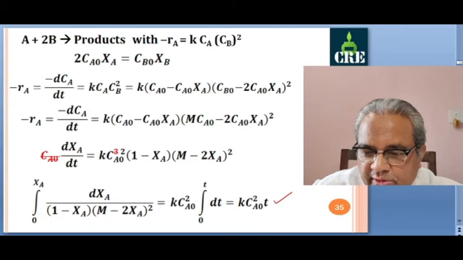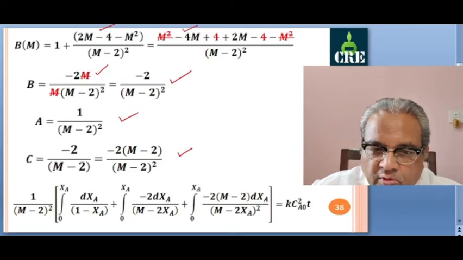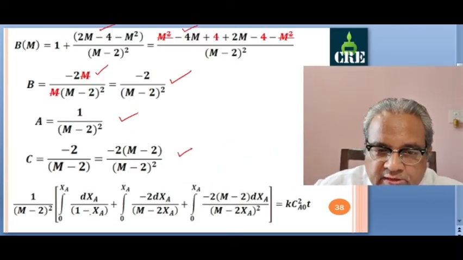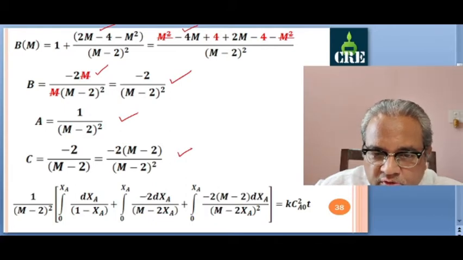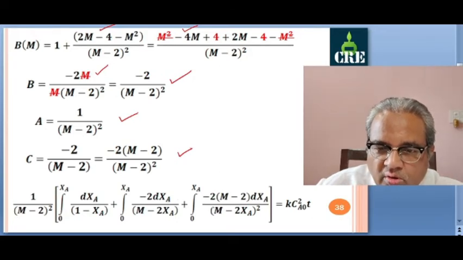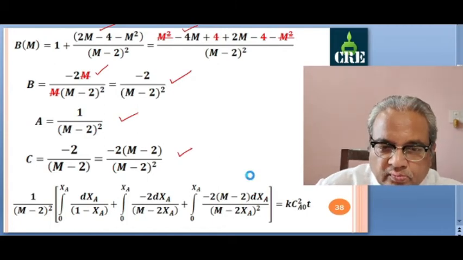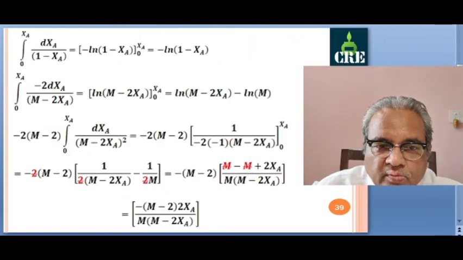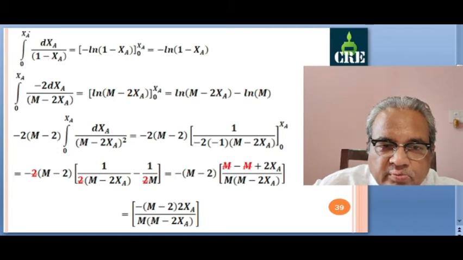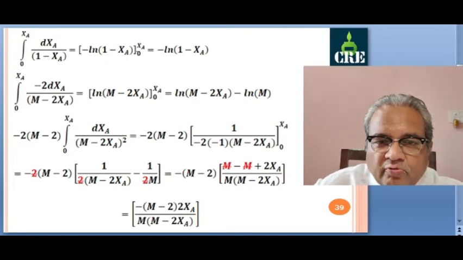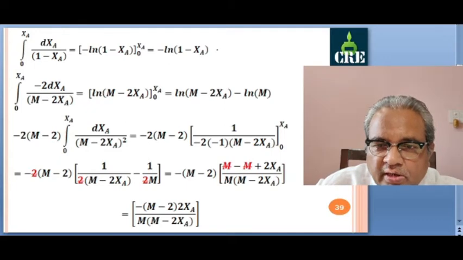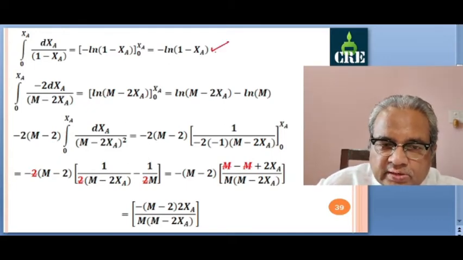k ca0 square into t term. So dxa by 1 minus xa we have to solve. Minus 2 by m minus 2xa dxa, this we have to solve. Minus 2m into m minus 2 by m minus 2xa whole square dxa, this we have to solve. So we will solve it one by one. Dxa by 1 minus xa between 0 to xa, you know, is minus ln of 1 minus xa between 0 to xa, and this is a well known result: minus ln of 1 minus xa.